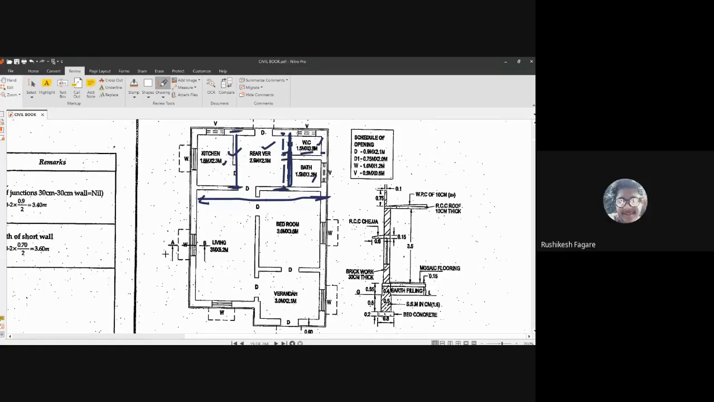6.5. 6.5, sir. How many walls of 20 centimeter have you calculated now? This one, 2.55. Second, that is 2.55 again. Third, 1.75. Fourth, this line, 6.5. Four walls, correct or not? Yes, sir. Four walls.